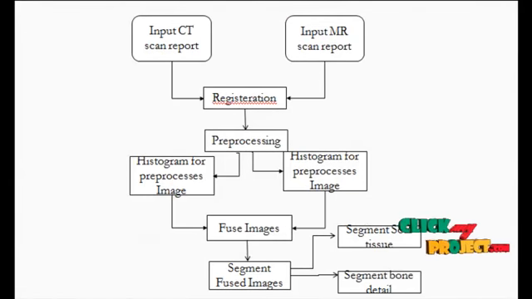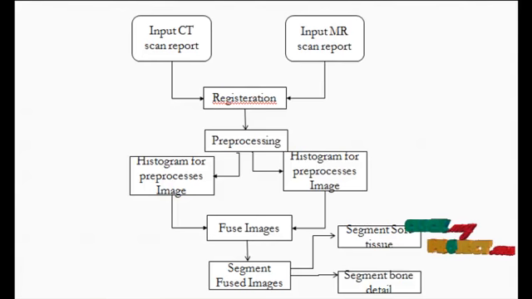Let me discuss the flow of the project Spine Image Fusion via graph cuts. In this project, we input CT and MR scan reports separately. The inputted CT and MR scan report images undergo pre-processing. Before that pre-processing, we perform the registration phase. The registration phase means we resize the images to 256 by 256 values. The resized images then go through the pre-processing step.